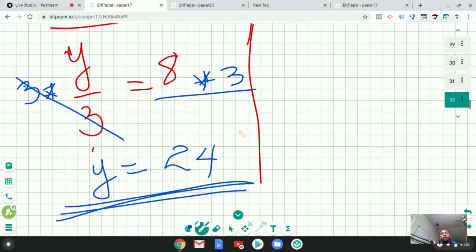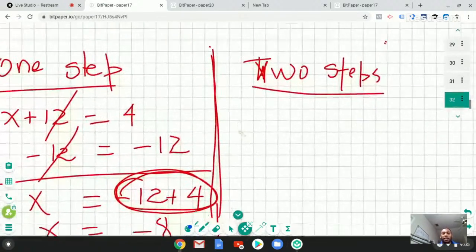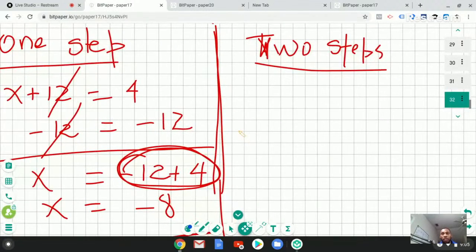Now, this is different from when you have a two-step equation. So does that make sense? Does this make sense, guys? I know this is very simple stuff, but someone asked a question about one-step and two-step equations. Yes, no, maybe?